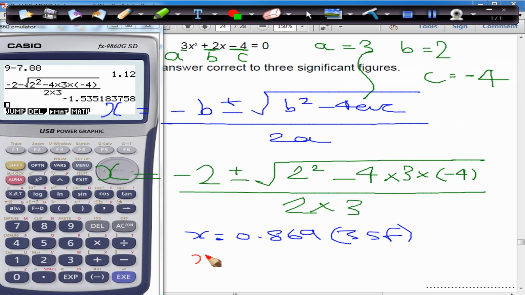Okay, so the second answer for x is equal to minus 1.54. That's correct, because you look at the third significant figure, and if it's 5 or more, add 1. So minus 1.54 to 3 significant figures. Remember, that's my first significant figure, second and third. So even though it's got 3 decimal places, it's still 3 significant figures. And that's done. Okay, we're happy with question number 22 now? Is it all done?